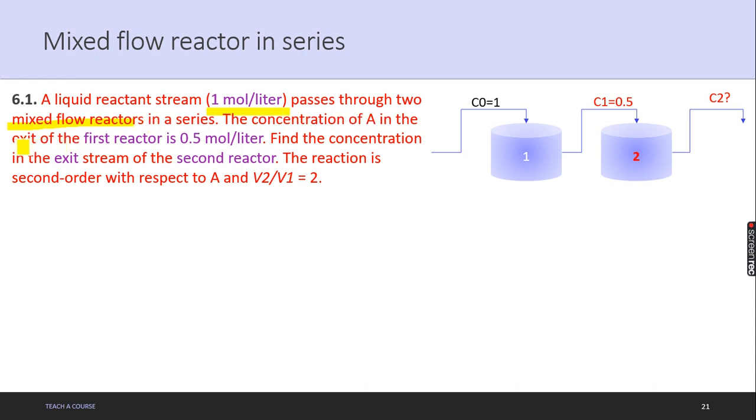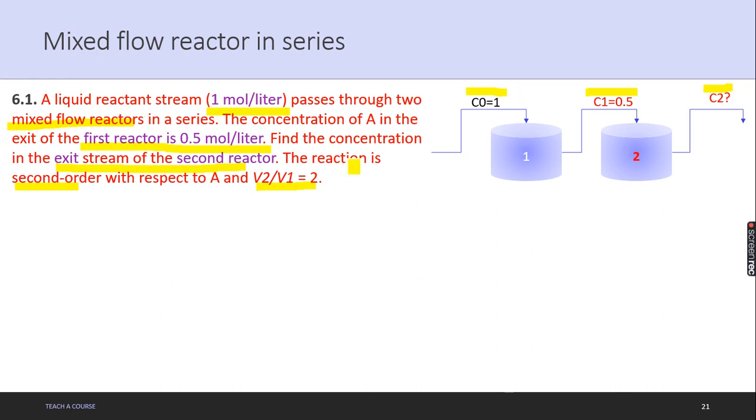The concentration of A at the exit of the first reactor is 0.5 mole per liter. So essentially from the first reactor, 0.5 mole per liter is coming out. Find the concentration in the exit stream of the second reactor, that is C2 we are asking. The reaction is second order with respect to A, and the ratio of the volume of this one and the volume of this one, V2 by V1, is 2. The initial reactant concentration is given, C0 is 1 mole per liter.